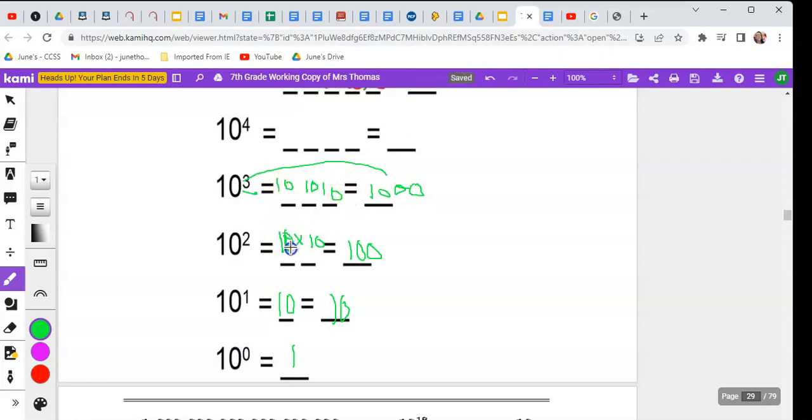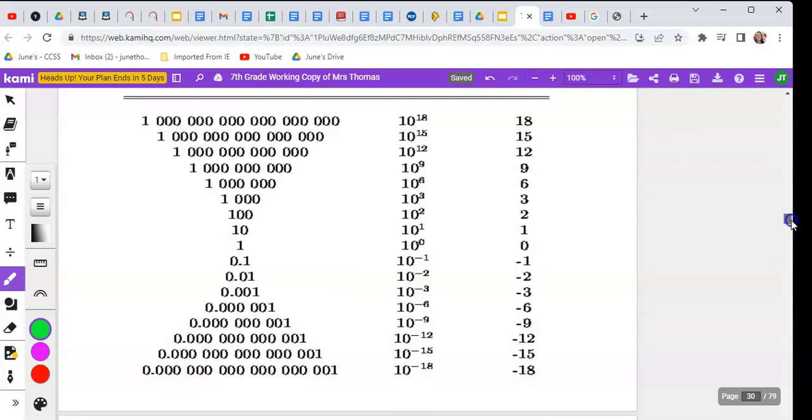The exponent here is 2, and there are 2 zeros. The exponent is 1, and there's 1 zero. The exponent is 0, and there are no zeros. Those are the positive ones. Look at the pattern of the positive ones. And now we're going to go to the negative ones.